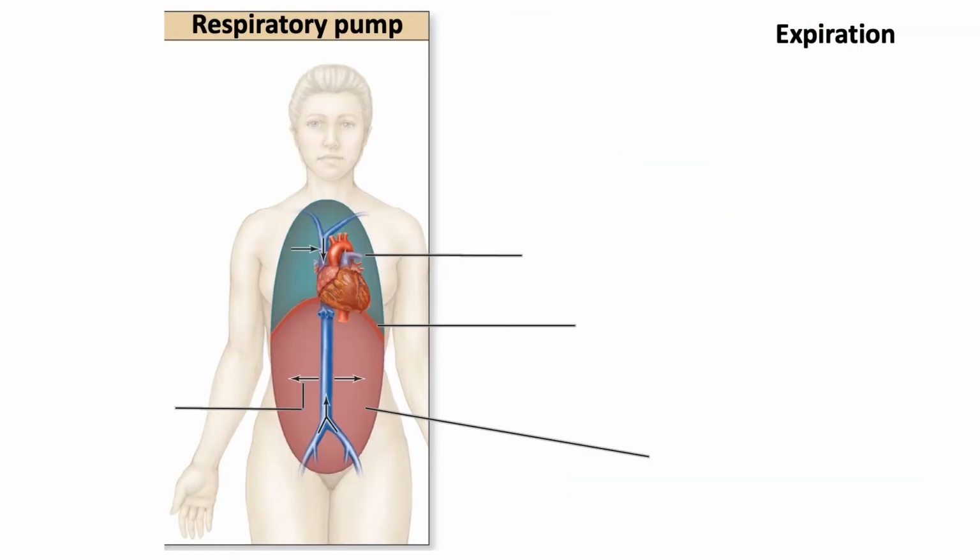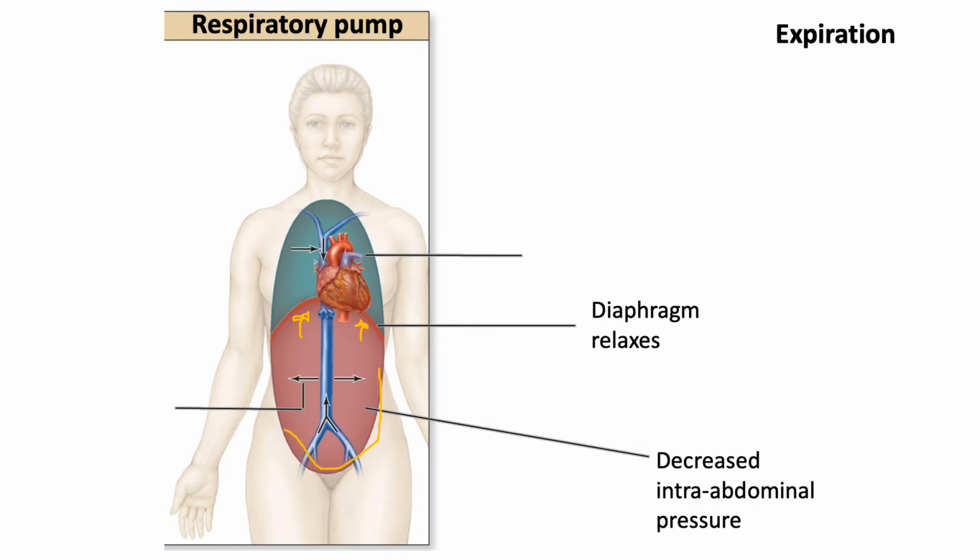When we exhale, or expire, we'll see something a little different. The diaphragm is going to relax and take on that original resting conformation, which means there's an increase in volume within the thoracic cavity. With that increase in volume, there's going to be a decrease in intra-abdominal pressure, and therefore a release of compression on those vessels that were previously compressed within the abdominal cavity. That's going to allow blood to move up into the abdominal cavity from these lower limbs.